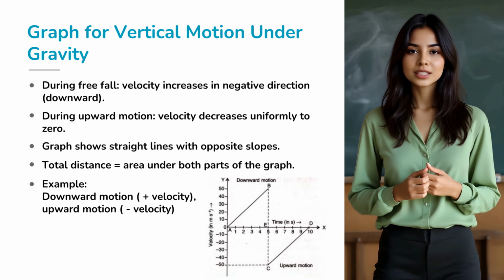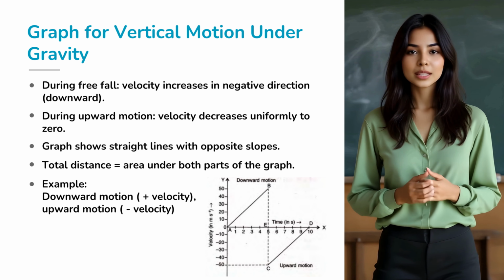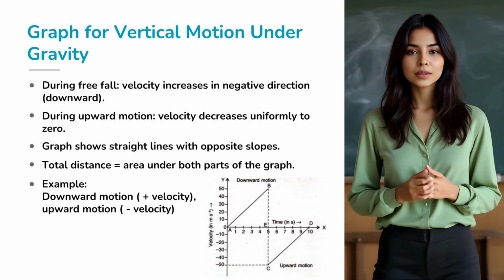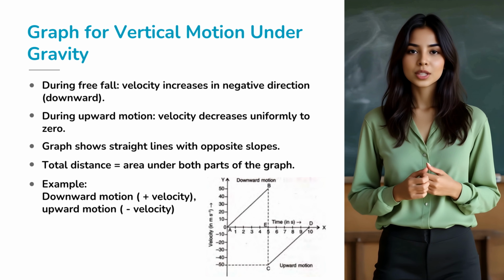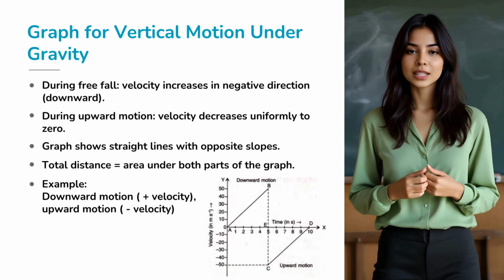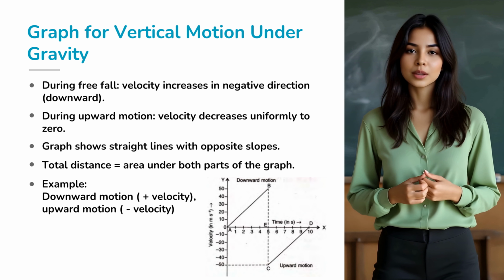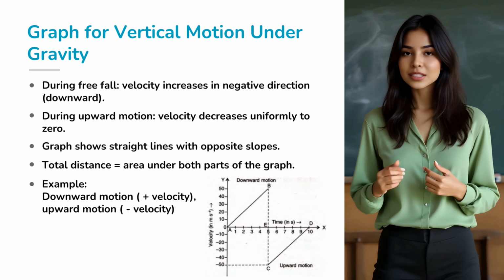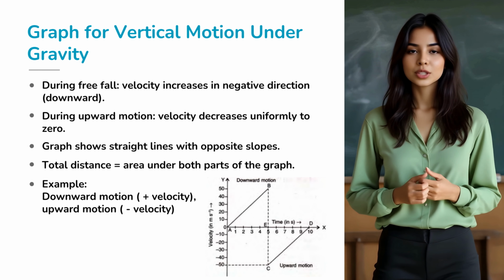In AB, acceleration equals 50 minus 0 divided by 5, which is 10 meters per second squared. In CD, acceleration equals 0 minus 50 divided by 5, which is negative 10 meters per second squared. That's gravity doing its job, first speeding it up, then slowing it down in the opposite direction.